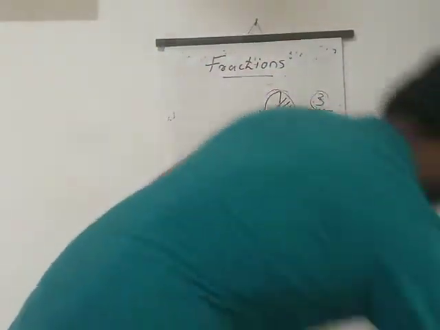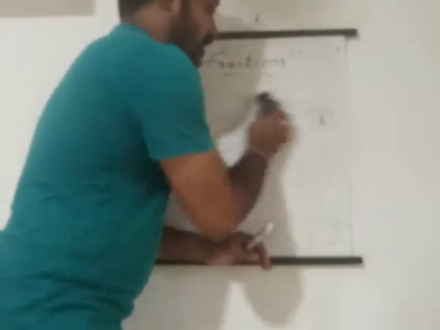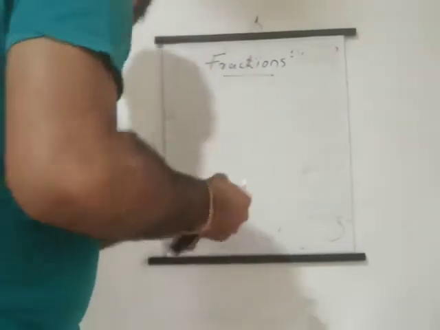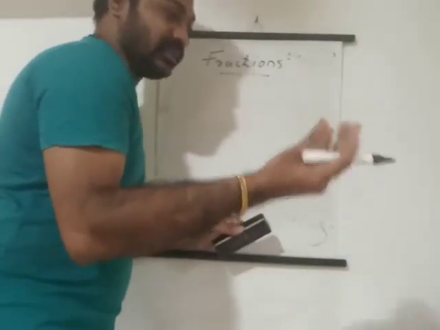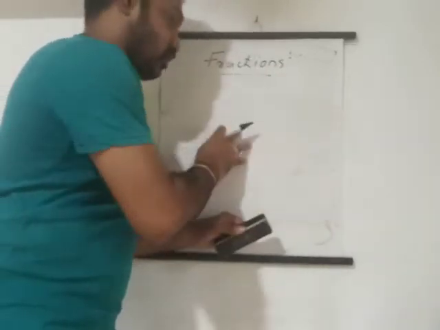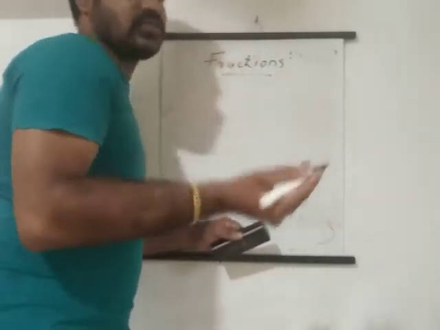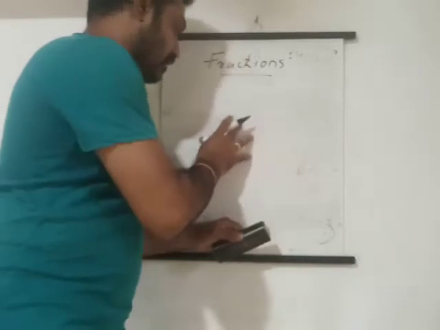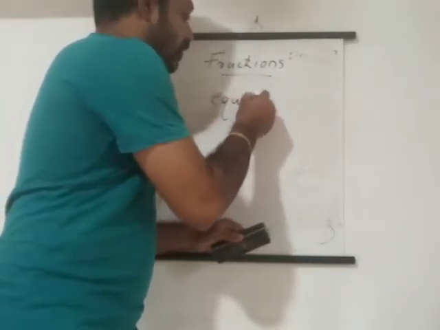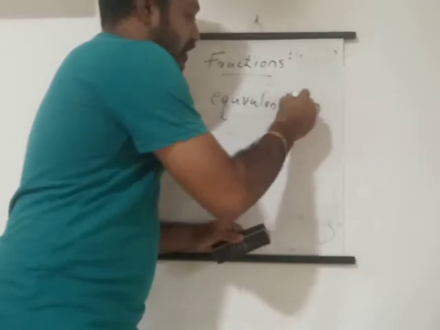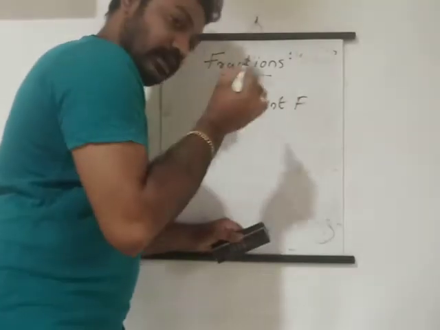Okay, so we also learned different kinds of fractions. Isn't it? A number of fractions we learned. So just to recall the things that you learned in the previous years, just listen. What are the things we learned? Very simple. Equivalent fractions, isn't it? Equivalent fractions we learned.